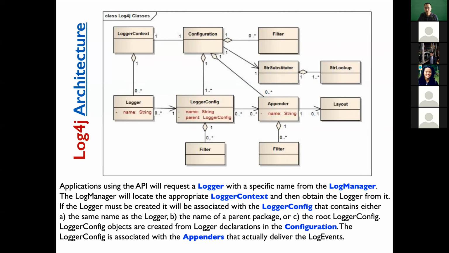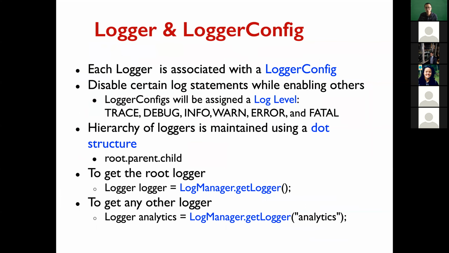I may have forgotten to mention what log4j is. Log4j is a library for logging, right? It's a Java library for logging. Then we'll go to the details. First, logger and logger config, right? Each logger is associated with a logger config. So each logger we define in our Java class is associated with a logger config in a configuration XML file. Using the logger config, we can disable certain logging statements while enabling others.